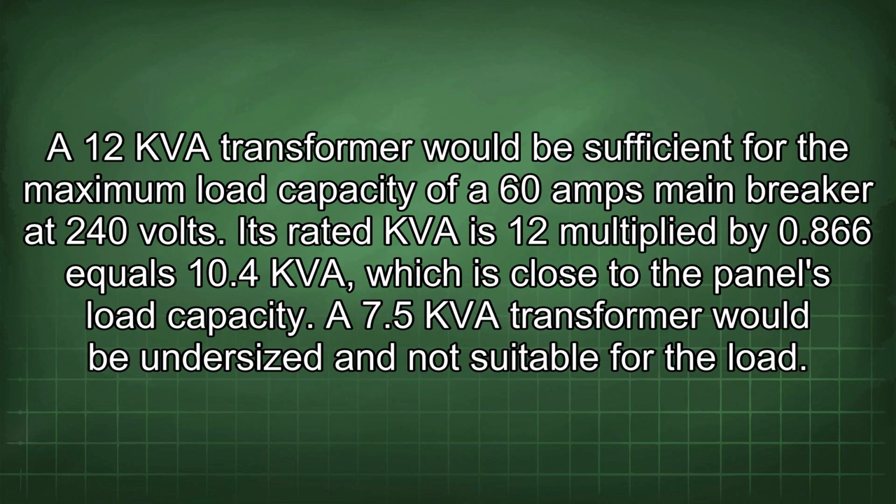A 12 kVA transformer would be sufficient for the maximum load capacity of a 60 amps main breaker at 240 volts. Its rated kVA is 12 multiplied by 0.866 equals 10.4 kVA, which is close to the panel's load capacity.